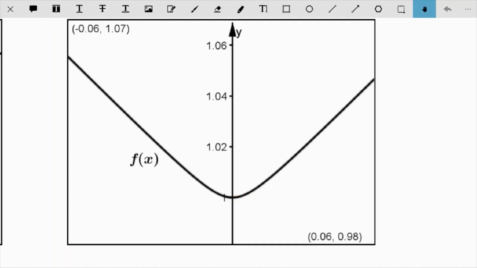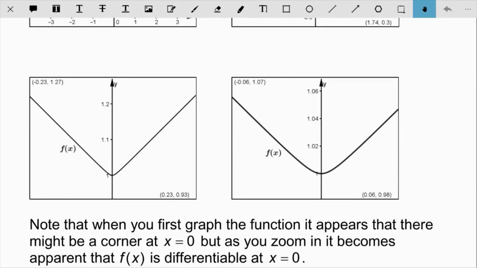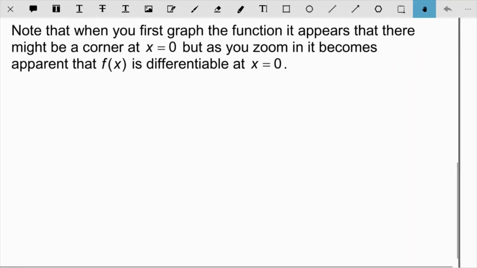So be careful when you look at these things on the calculator. That's one of the themes today, that the calculator can be kind of misleading. It's not just looking at the graph on the calculator, it's also understanding what's happening with that graph, because like you saw in the last one, if we didn't zoom in, you would think the function's not differentiable when it actually is.